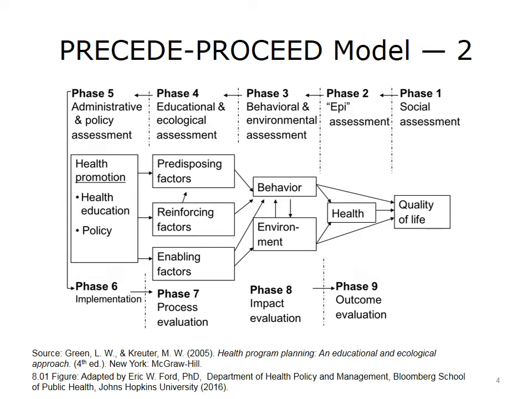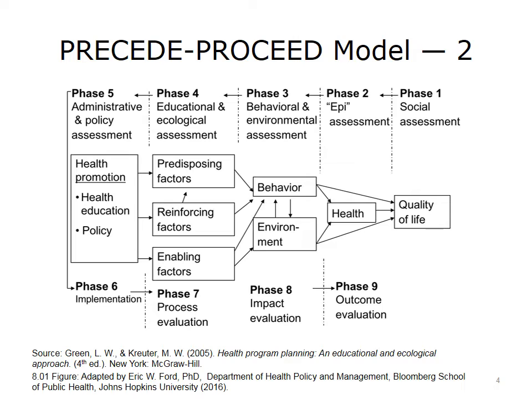For example, we may want people to bike to work more. So we design a program that increases the number of bike lanes with the hope of reinforcing or enabling people to ride their bikes. We can then move into Phase 7, our process evaluation. This is where we look at whether we got the environment changed in the way we wanted. Did we meet our target of adding 50 or 60 miles of bike lanes in our community?